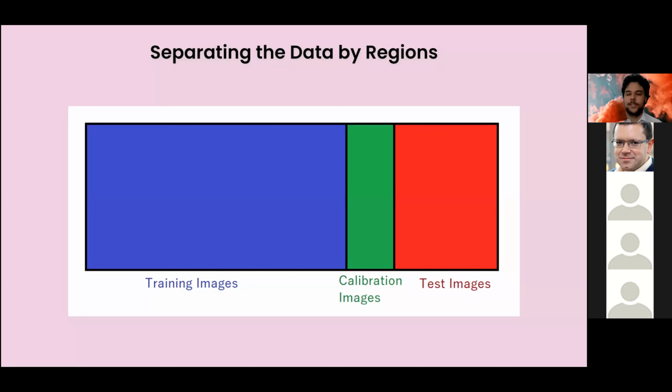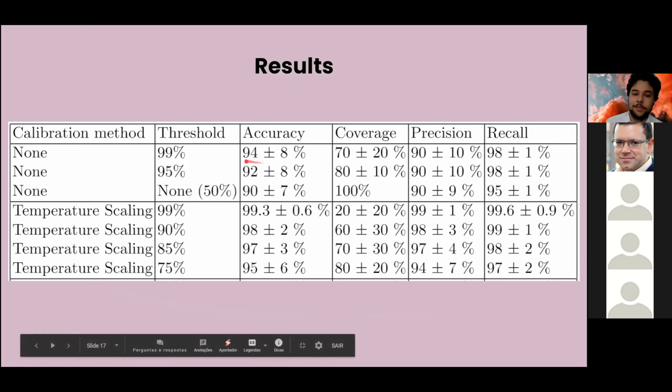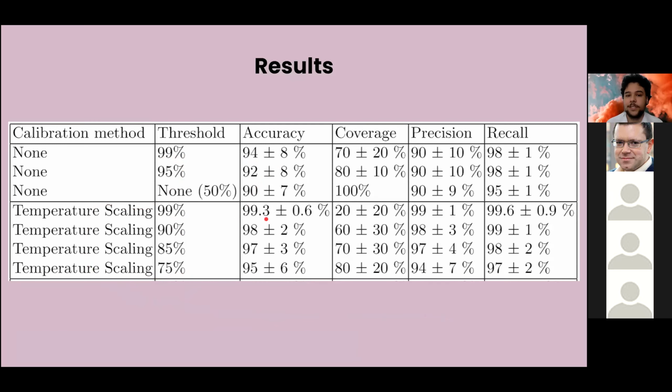So we separate the data, and since we want the right probabilities for new regions and new objects, we separate it into 3 partitions, each one with different regions. One for training, one for training the calibration, and the other one for testing. With this technique, we saw a big improvement. Without any calibration, the regular model, with 99% confidence, gave us 94% accuracy. And the calibrated model, with 99% confidence, actually achieves 99% accuracy.